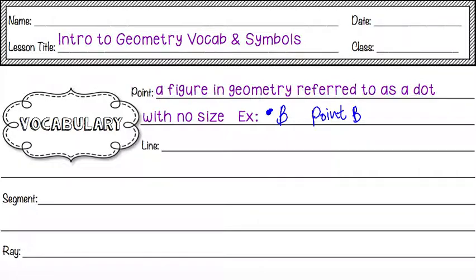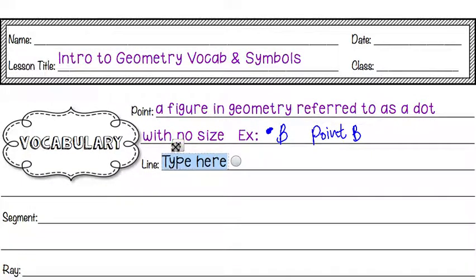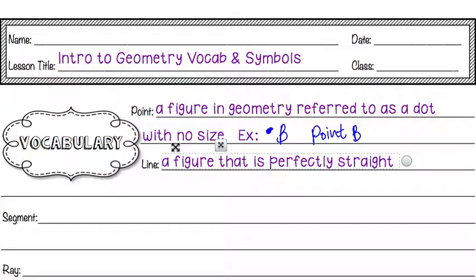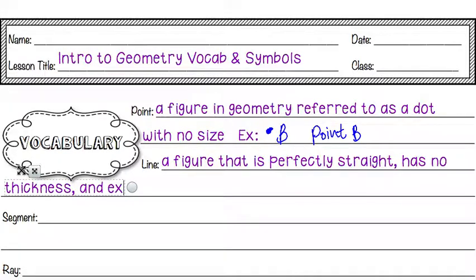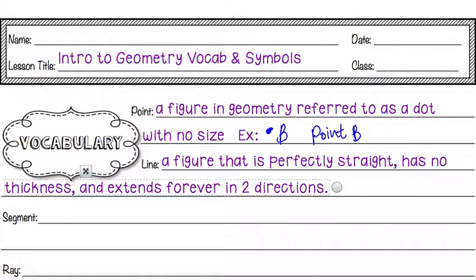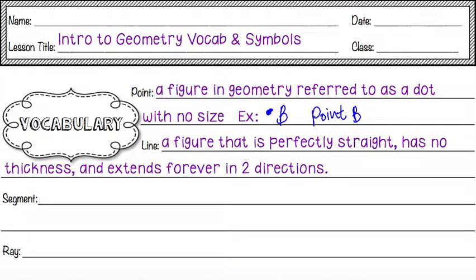Okay. Then we're going to move on to, what is a line? A line is a figure that is perfectly straight, has no thickness, and it extends forever in two directions. And I will give you an example of what a line looks like. I think you already know this, but here's my example.